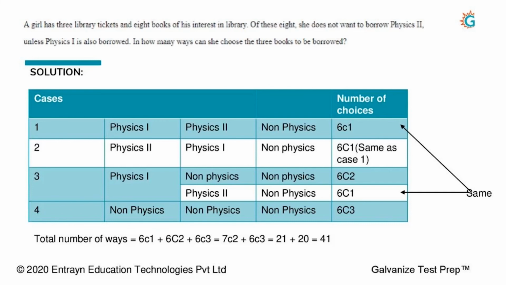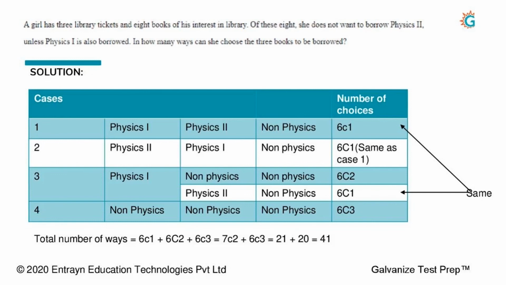Physics 2 is borrowed, which means Physics 1 is also borrowed. Third one is a non-physics book. Again, it's the same as the first one, which is 6C1. Physics 1 is borrowed. Second one can be non-physics. Third can be non-physics. Or I could have Physics 2 and non-physics. Now, when I have non-physics and non-physics, 6C2. When I have Physics 2 and non-physics, it boils down to the same as case 1, again 6C1.